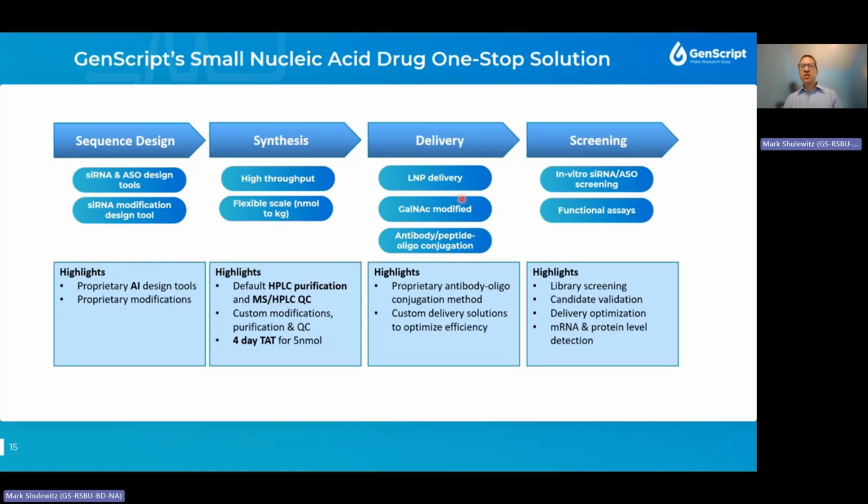Finally, as far as delivery options, we do provide LNP lipid nanoparticle encapsulation. We can conjugate siRNAs to a range of molecules, such as GalNAc for delivery to the liver. We'll look at that. We can also do antibody and peptide conjugation. And then finally, we offer a suite of screening assays in various cell types and cell lines. So we can do in vitro screening of siRNA and antisense oligos, as well as customized functional assays. So basically, starting all the way from the target and finishing with a fully validated siRNA or ASO, ready to go into a client's experiments.